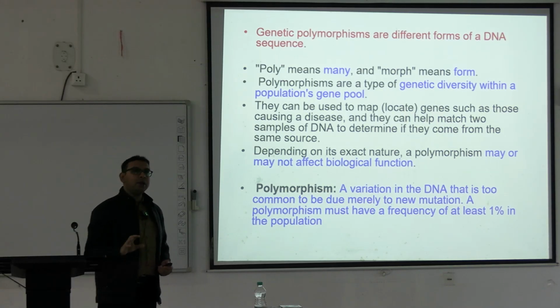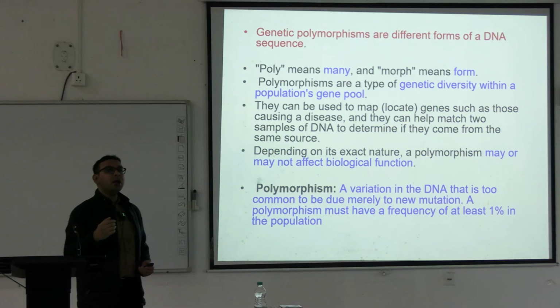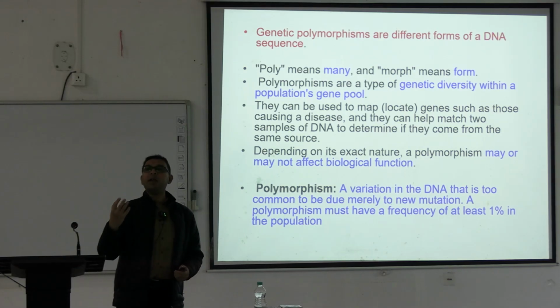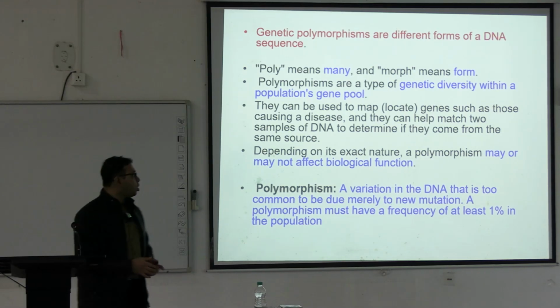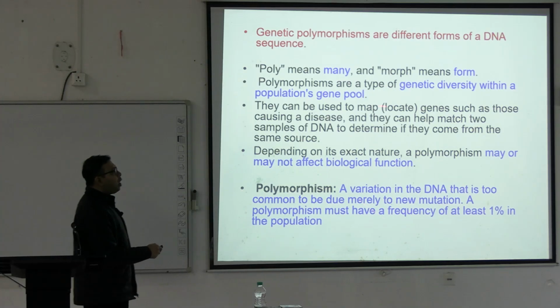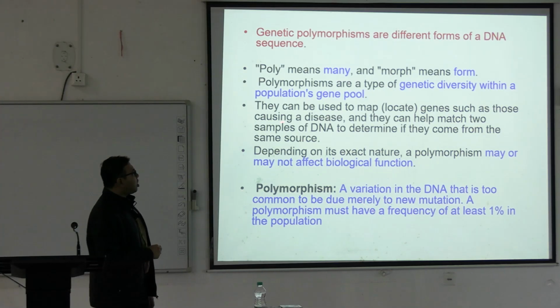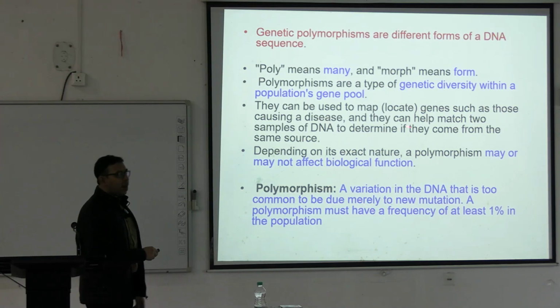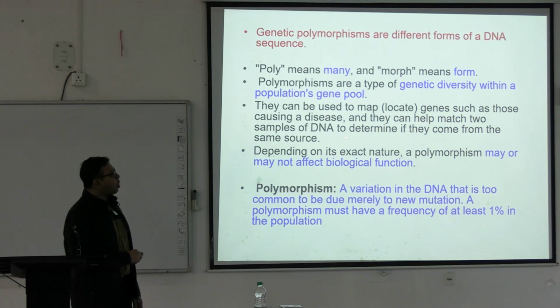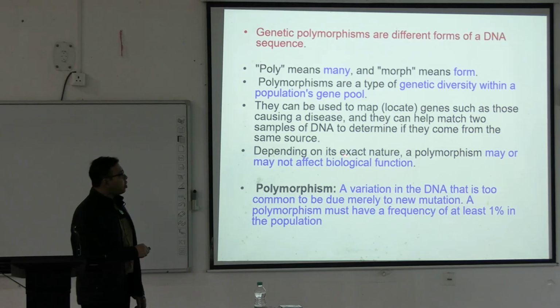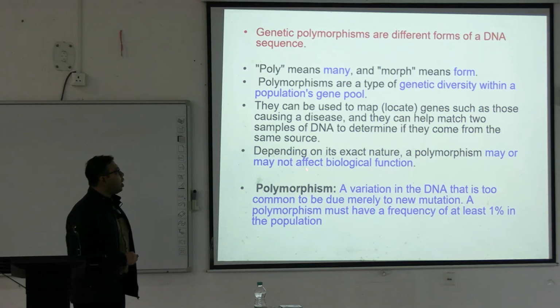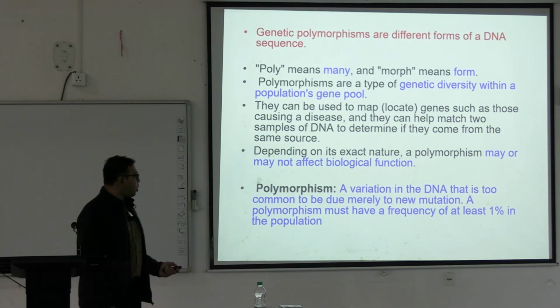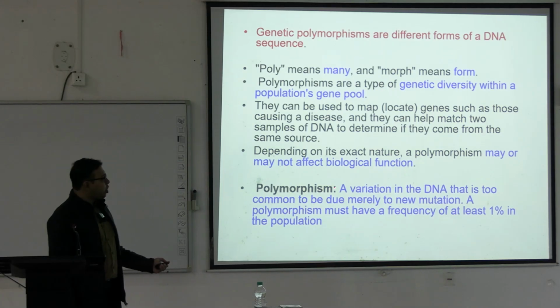That we can determine by examining genetic polymorphism, and we are now getting acquainted with more genetic polymorphisms. They can be used to map or locate genes, such as those causing a disease, and they can help match two samples of DNA to determine if they come from the same source. Depending on its exact nature, a polymorphism may or may not affect the biological function.